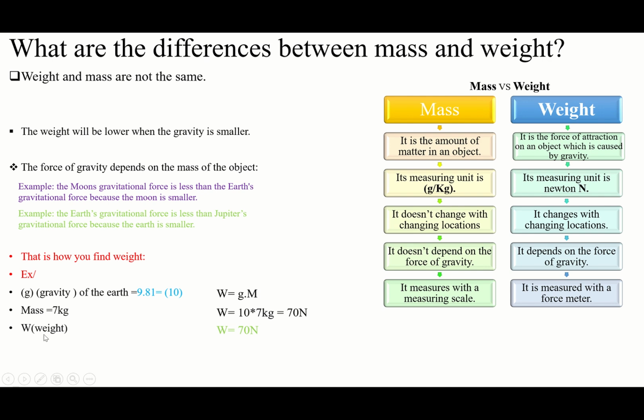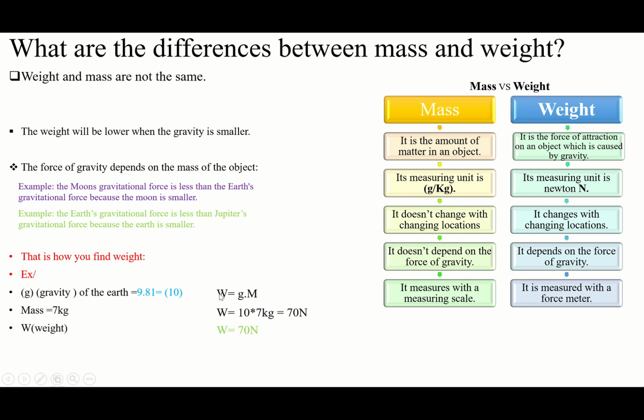So what is the weight? We have to find the weight. You have to find the weight like this: G times M. M is mass, G is gravity. G is gravity, which is 10. We said that, right? And also mass was 7 kilograms, right? So 7 times 10, 70. But 70 what? Newton. We said this, the measuring unit for weight is Newton.